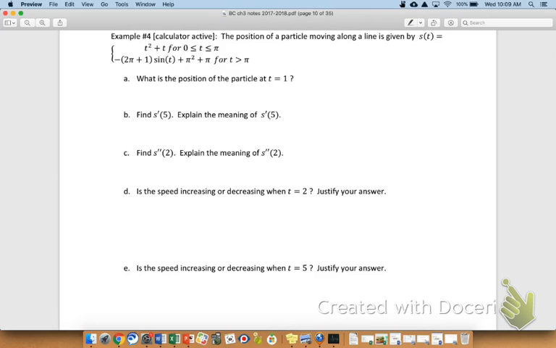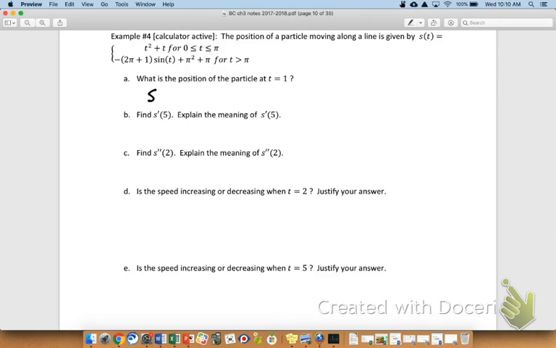Do you need a calculator here? I don't know. You might. I don't think you really do. I don't know. Whatever you think.